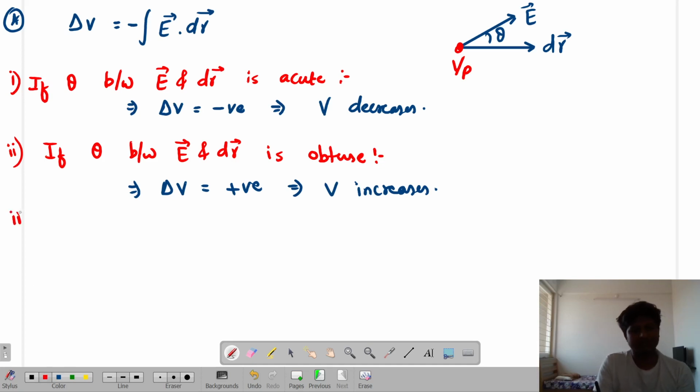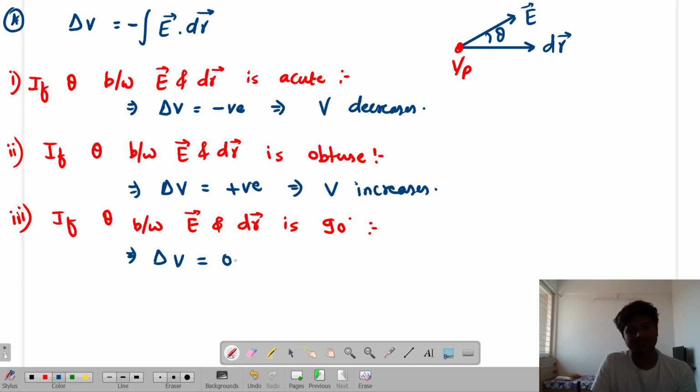And if theta between E and dr is 90 degree, then delta V is how much? Zero. Means change in potential is zero. Are you able to get me or not?